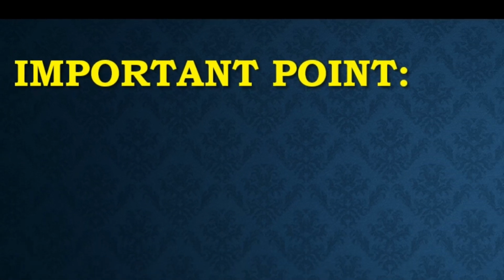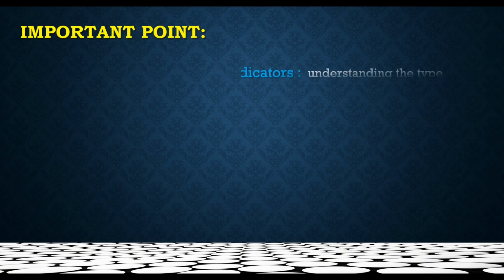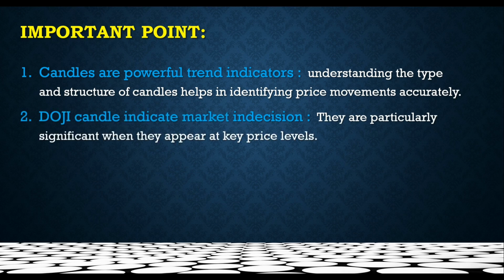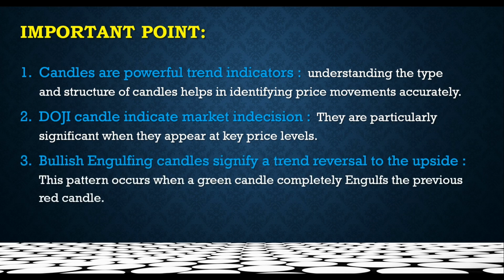The key and practical candlestick points that should always be remembered. Candles are powerful trend indicators. Understanding the type and the structure of candles helps in identifying price movements accurately. Doji candles indicate market indecision. They are particularly significant when they appear at key price levels. Bullish engulfing candles signify a trend reversal to the upside.